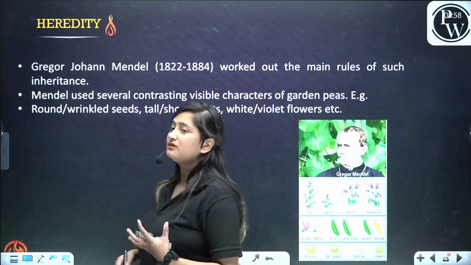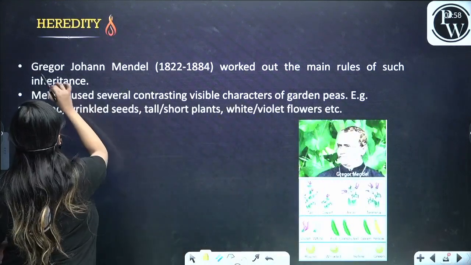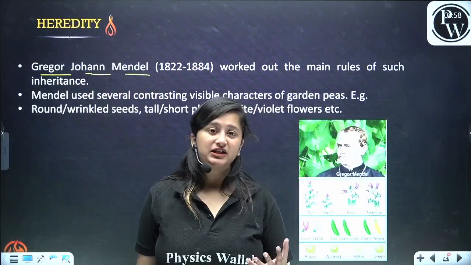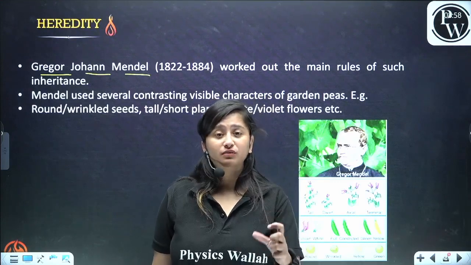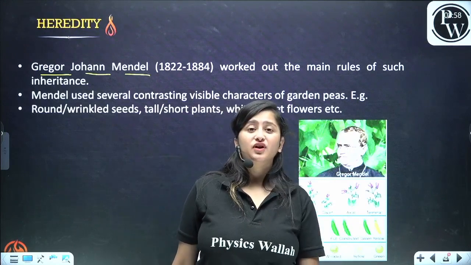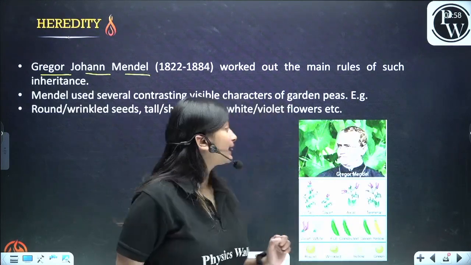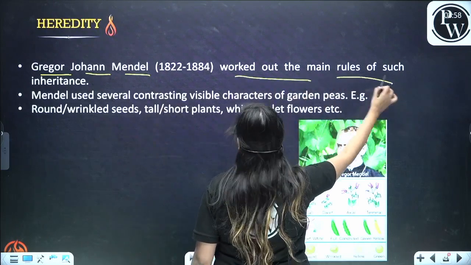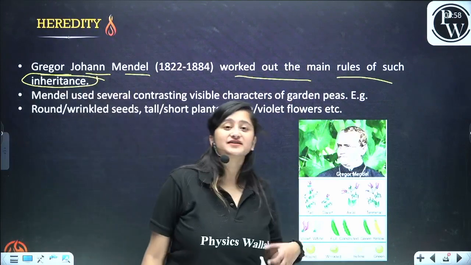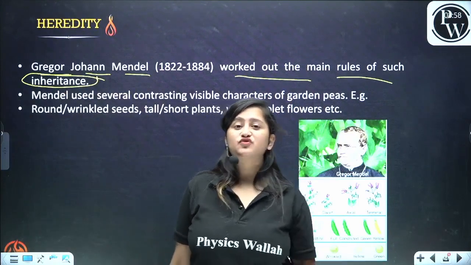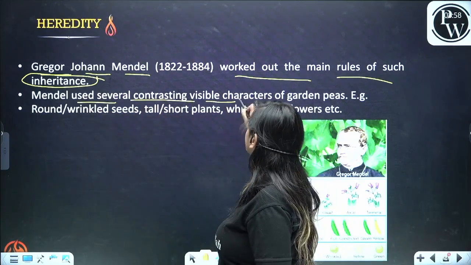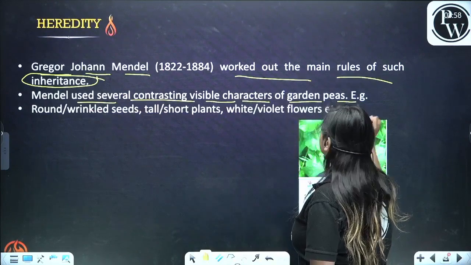Now we'll talk about Gregor Mendel. Gregor John Mendel is one of the finest. He is the one who concentrated on how characteristics are transferred from the parent to the progeny. So he worked out the main rules of inheritance, the pathway by which these characteristics are transferred from parent to progeny. Mendel used several contrasting visible characters of the garden pea.